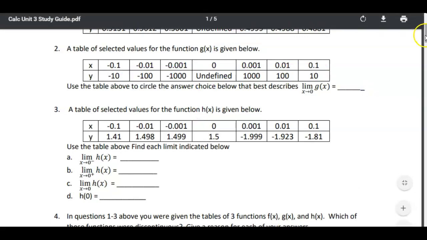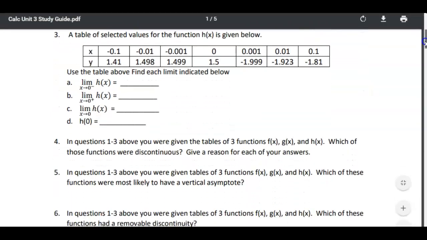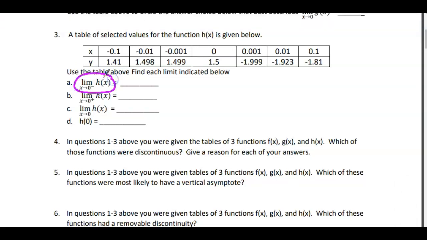All right, let's go ahead and move on to number 3. A table of selected values for the function h of x is given below. So here we go. This one's asking for a specific limit. This is asking for the limit from the left as I approach 0. So I'm approaching 0 from the left. What y value am I approaching? Let's take a look. 1.41, 1.498, 1.499. It looks like it's approaching 1.5 from the left.